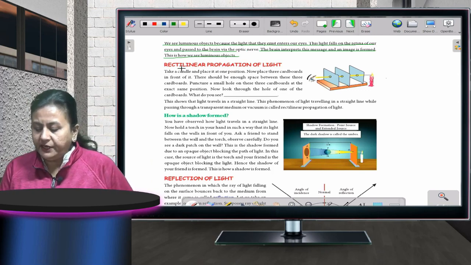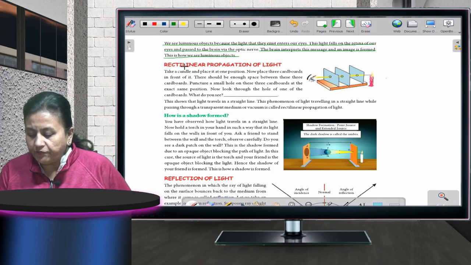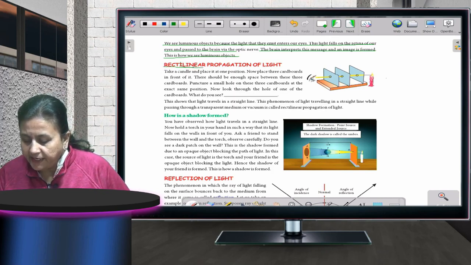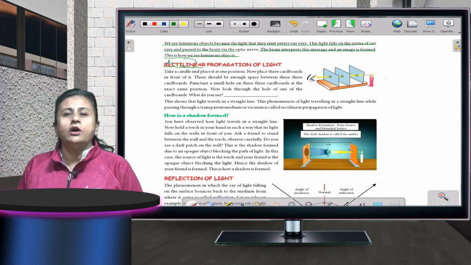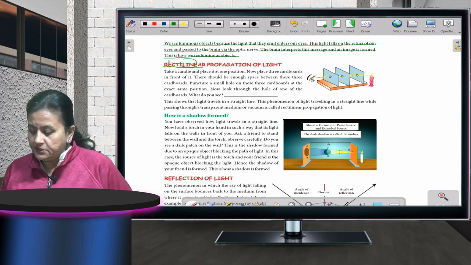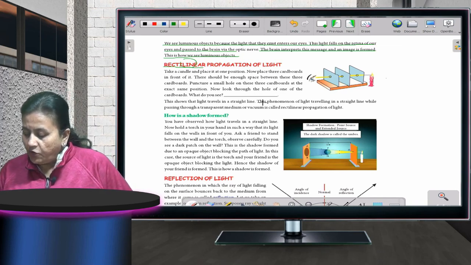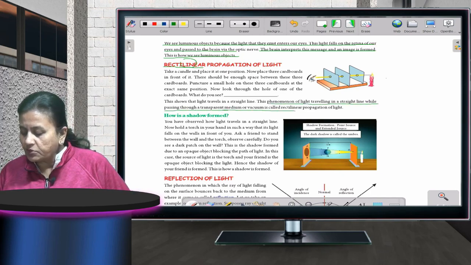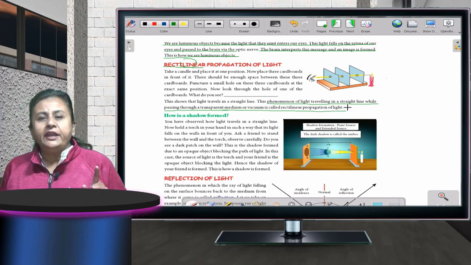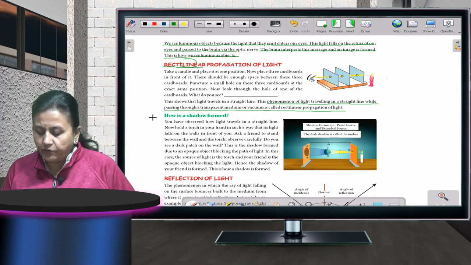Now the next topic is rectilinear propagation of light. See this word rectilinear. In this word you will find the word line. Children, the light always travels in a straight line. The phenomenon of light traveling in a straight line while passing through a transparent medium or vacuum is called rectilinear propagation of light. Fine children, make it very clear in your brain that light always travels in a straight line.